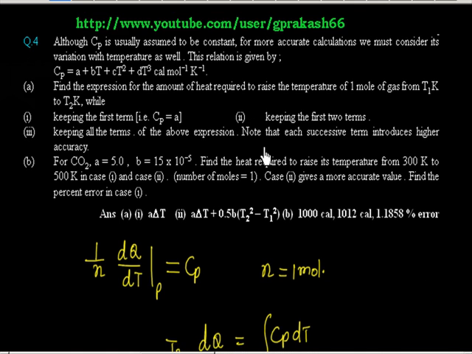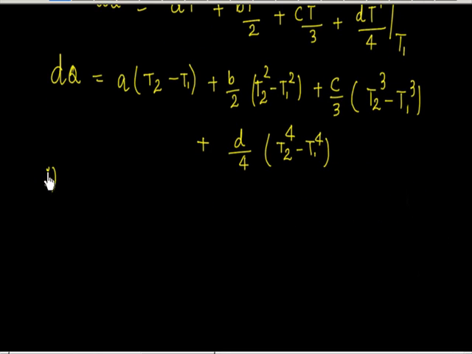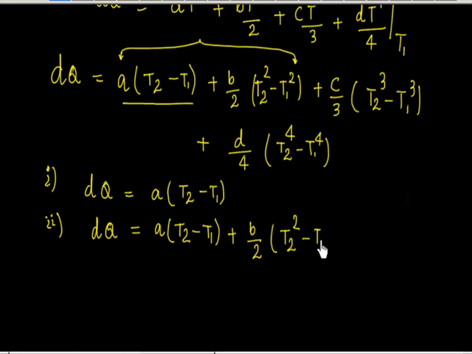Now the part b of the question says keeping the first term and then keeping the first 2 terms. So you have two special cases. In part 1, keeping only the first term, you have to keep only this term, so dq will be a into T2 minus T1. Now in part 2, keeping the 2 terms, you have to keep these 2 terms. Are you getting? So dq will be a into T2 minus T1 plus b by 2 into T2 raised to the power 2 minus T1 square.